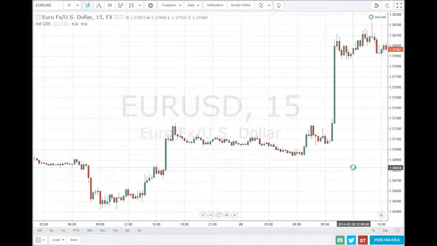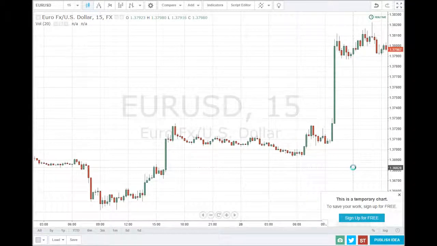So let's look at a real life price chart. This is a chart of the Euro US dollar. It's a 15-minute chart. The Euro is heavily traded in the European or London session. The US dollar is heavily traded in the US or New York session. There's only 5 hours difference between London and New York, so both sessions overlap their night hours.